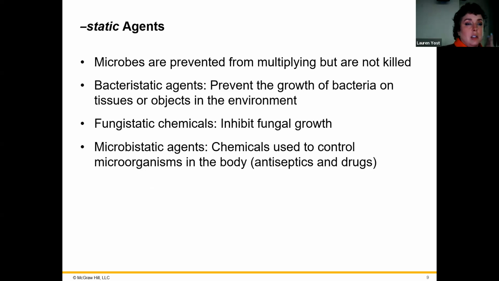So static, it's the same concept. It's a suffix that we'd add on to the bacteria or the fungi or whatever. But this basically inhibits the growth of the organisms, but it doesn't kill them.